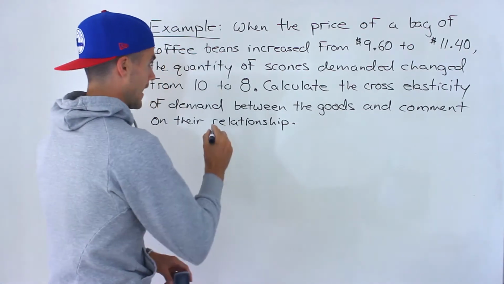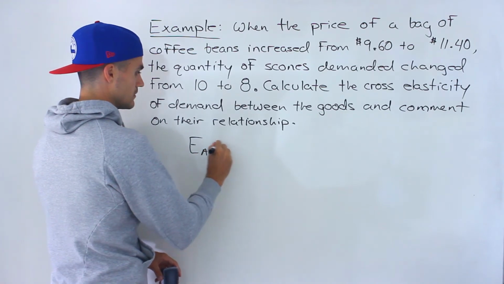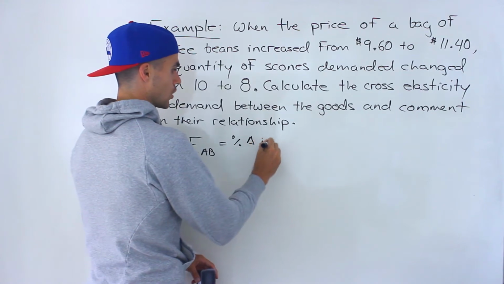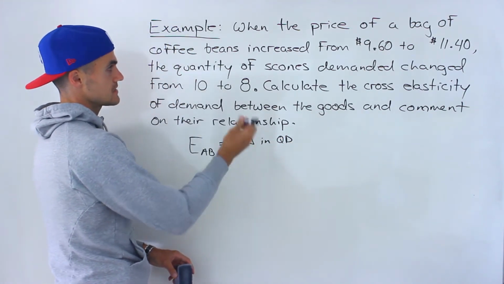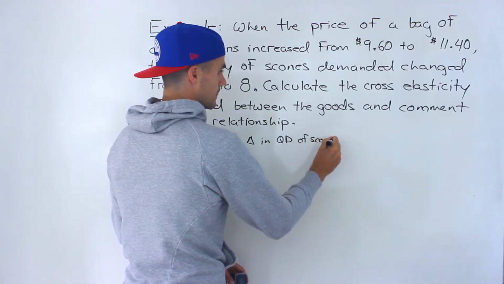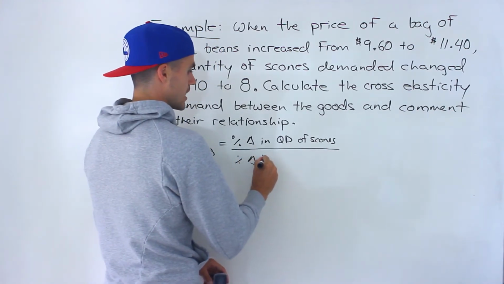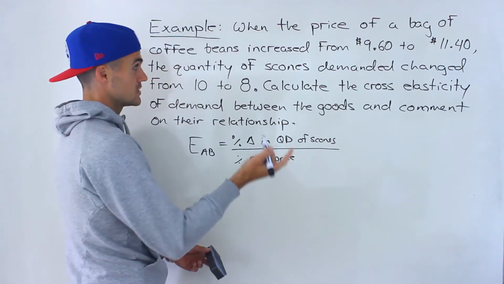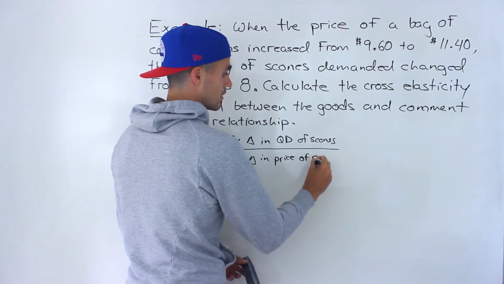So, as we know, the cross elasticity of demand coefficient is basically the percentage change in quantity demanded of product A, and in this case, it is the scones, over the percent change in price of product B, which in this case is the coffee beans. I'll just put coffee over here.